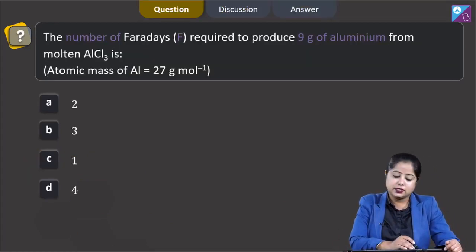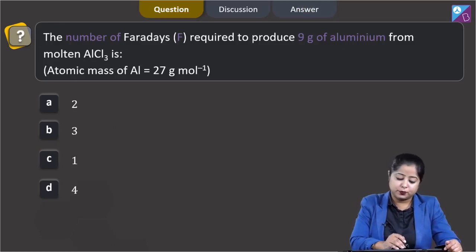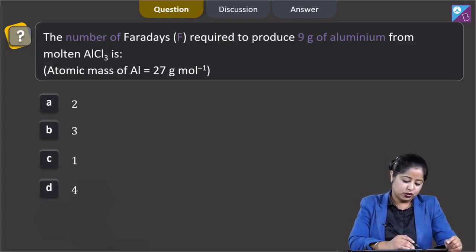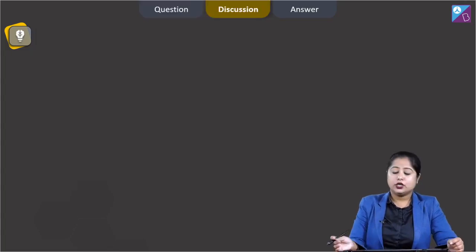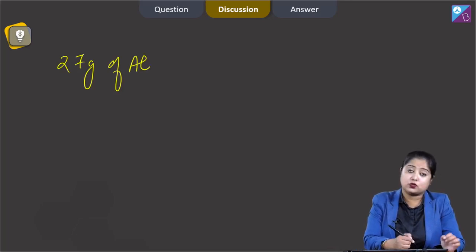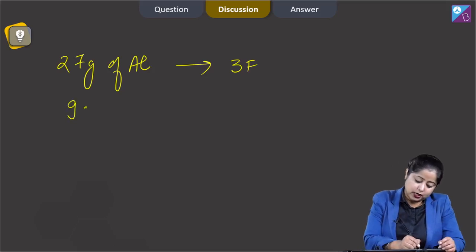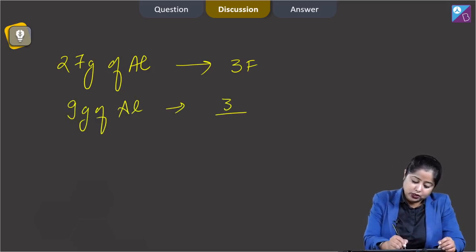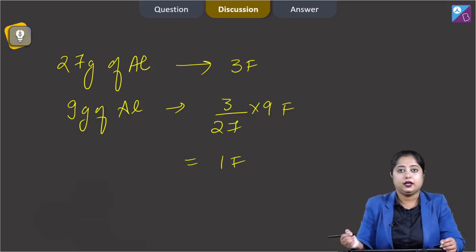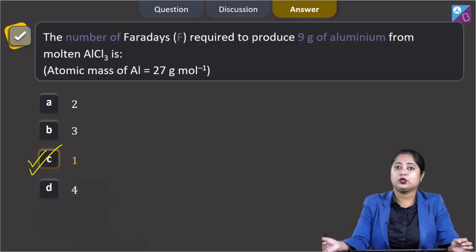The number of Faradays represented by F required to produce 9 gram of aluminium from molten AlCl3 is. We are also given the atomic mass of aluminium, which is 27 u. Now the options are 2, 3, 1 and 4. Students, for this question we need to know that 27 gram of aluminium, that is 1 mole of aluminium, requires 3 Faraday. That means 9 gram of aluminium will require 3 divided by 27 into 9 Faraday, which is equal to 1 Faraday. That means the correct answer is option number C.